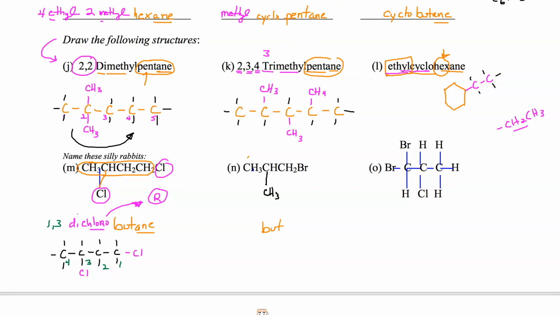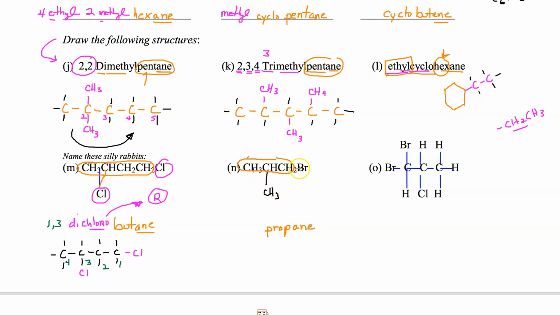Now let's continue on, because this makes it a little more challenging. So now it's not a butane anymore. The longest continuous chain is going to be a prop, a 3-carbon group. So this would be a prop. Now, based upon what we've learned, this is a propane.